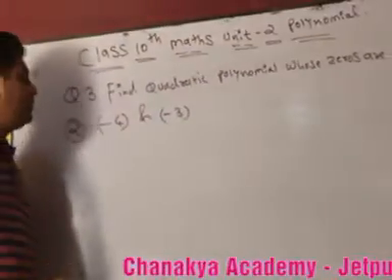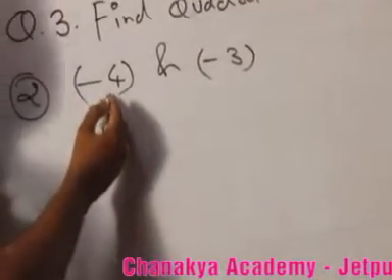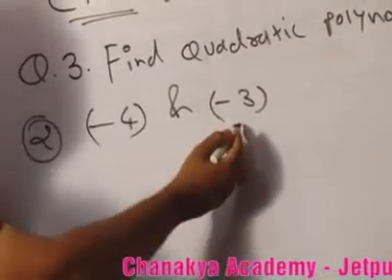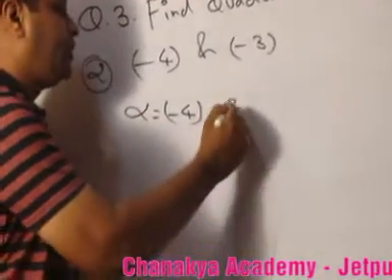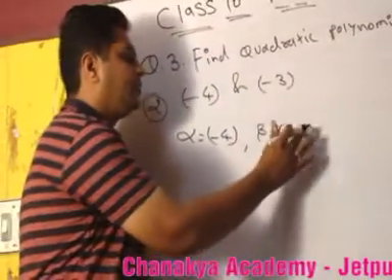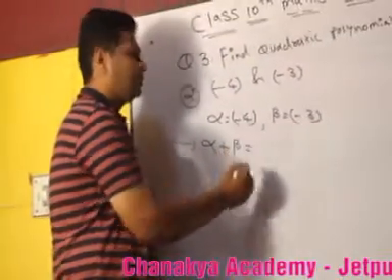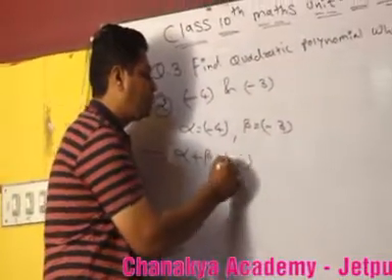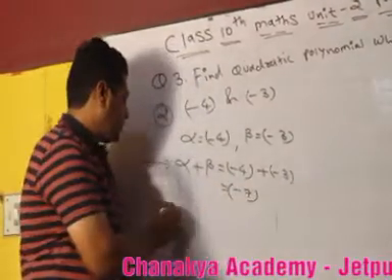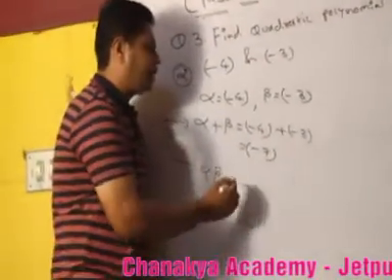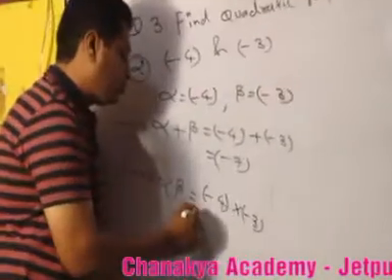Our second example is minus 4 and minus 3. Here the first value is considered alpha and the second value beta. Alpha equals minus 4 and beta equals minus 3. Our first step is alpha plus beta, that is our sum: minus 4 plus minus 3 equals minus 7. Again alpha beta, that is our product, equals minus 4 into minus 3, which equals 12.